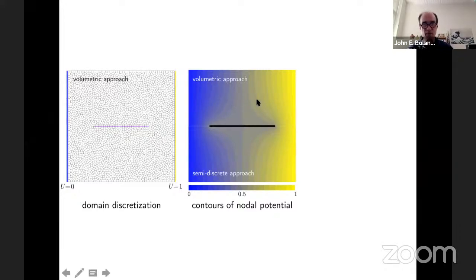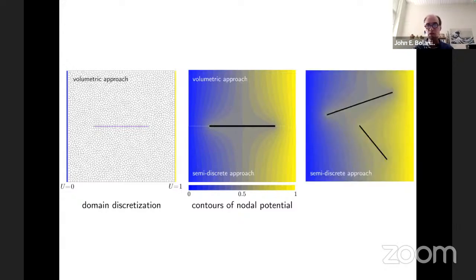So in the top half of this flow contour, we're using an approach where we discretize the fiber as a volume element. And in the bottom part, we're discretizing without volume. It's just a line element approach. So now we can sprinkle the fibers in anywhere and see their effect on the flow field.